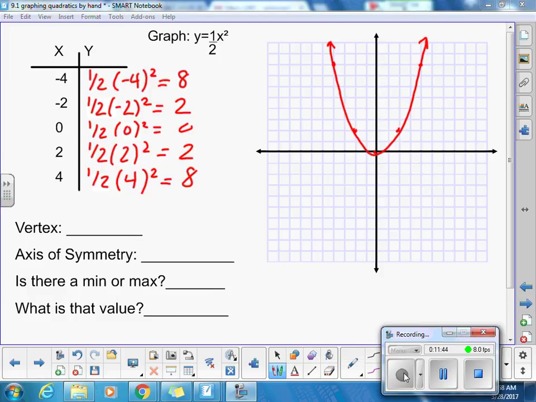And there's my parabola. Make sure yours matches, and then you try to fill in the vertex, axis of symmetry, min, max, and what is the value. So put me on pause, fill that next part in, and then hit play again when you're ready. All right, there are the values you should have. Vertex (0, 0), axis of symmetry x equals 0. It is a minimum, and my minimum value is 0.